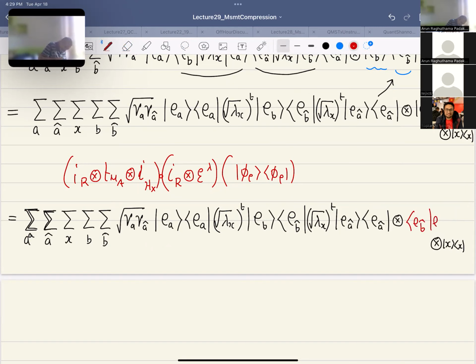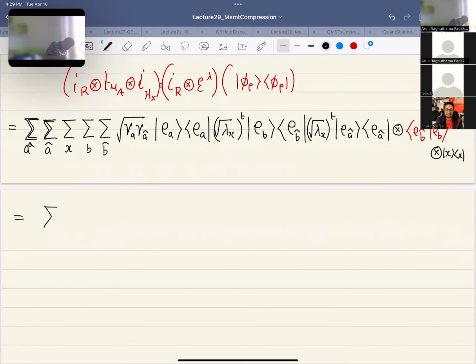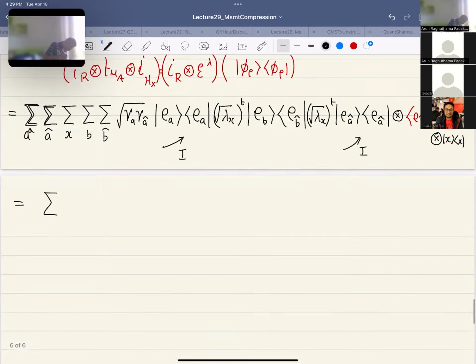EB hat EB. Okay. So what is this? And so the A becomes identity. This becomes identity. And you have to just check this is what you get. You are going to get... okay, so check that this is what you get.